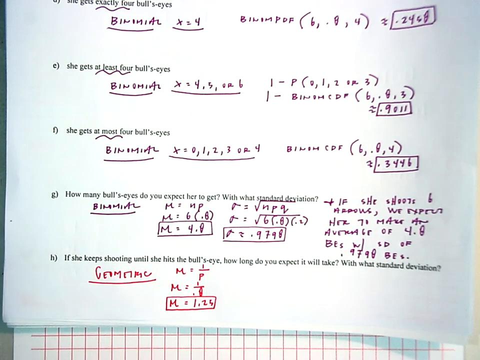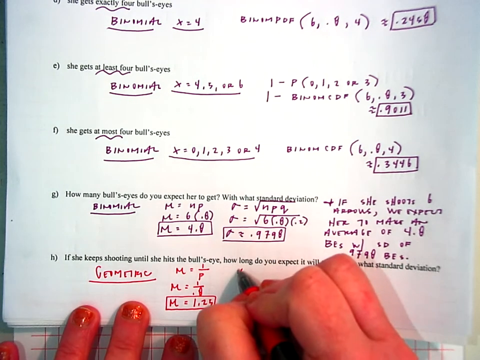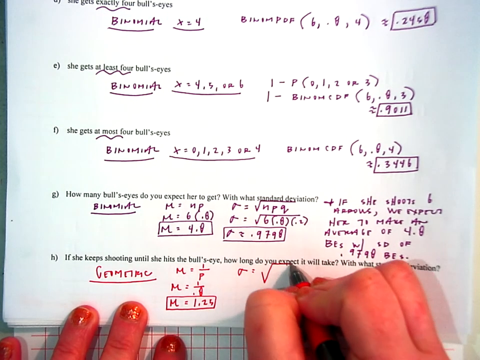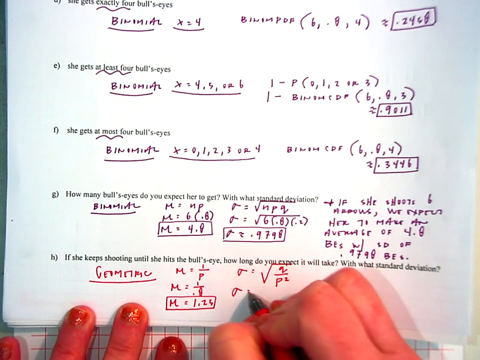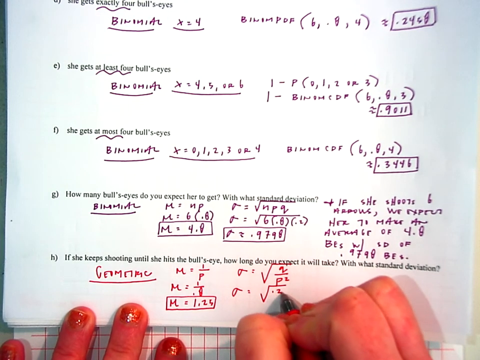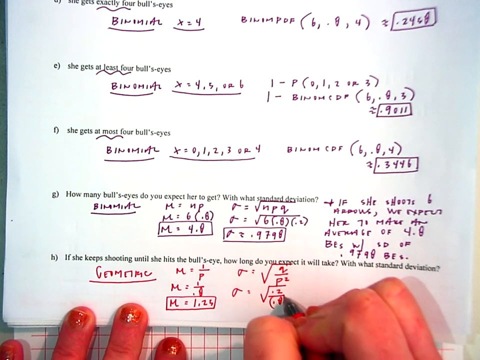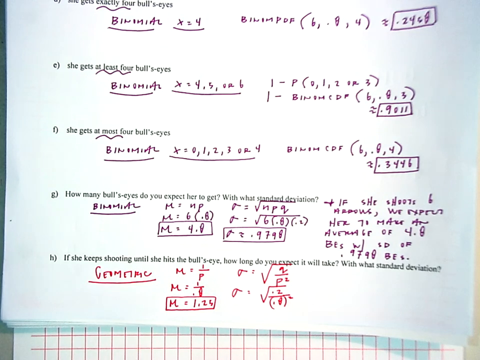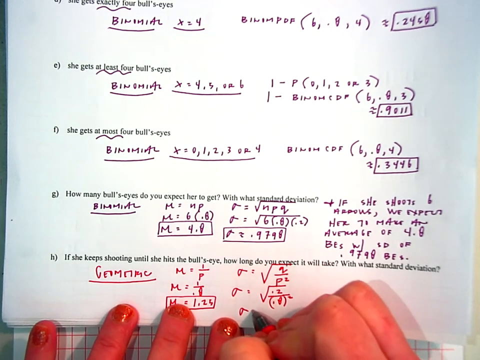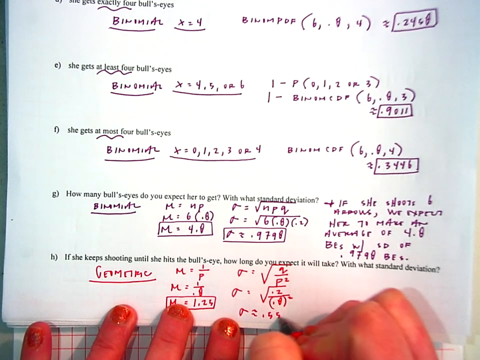Right, so if we expect her to keep shooting until she gets her target, her bullseye, we're expecting that it would take an average of 1.25 arrows. Okay, with what standard deviation? So big square root, q divided by p squared. So we're looking at 0.2 over 0.8 squared like that. So square root of 0.2 divided by 0.8 squared. And when we type that in, we should get about 0.559.